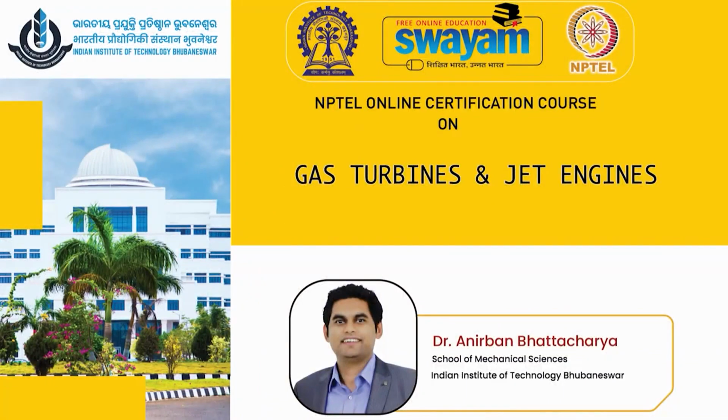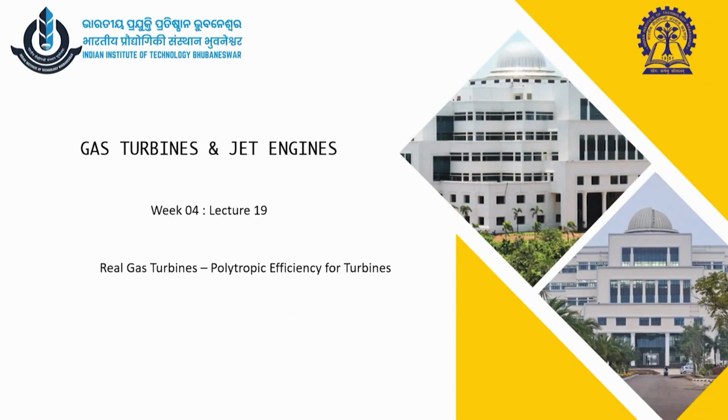Hello and welcome everyone to this course on gas turbines and jet engines. So, today is lecture 19, which is the fourth lecture or penultimate lecture of week 4. We were already discussing real gas turbines and irreversibilities in the compression and turbine processes, and to incorporate the effect of these irreversibilities, we have defined two efficiencies, isentropic efficiency and polytropic efficiency.